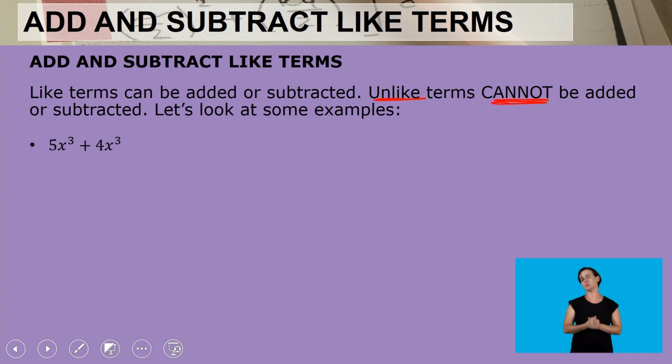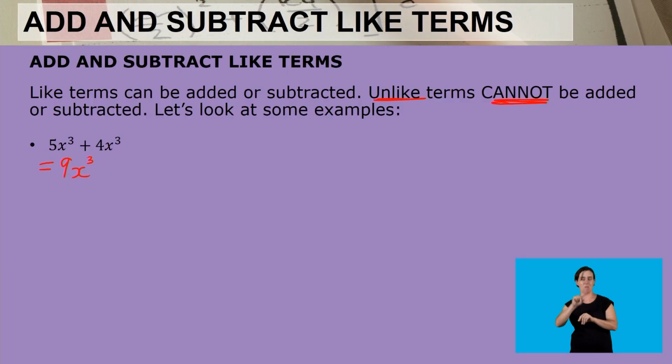So here we have a 5x cubed plus a 4x cubed. Now, are these two like terms? Yes, they are, which means that we can add them. So 5x cubed plus 4x cubed is going to give us 9x cubed. Now remember, we are not multiplying here, so we will not add those exponents.